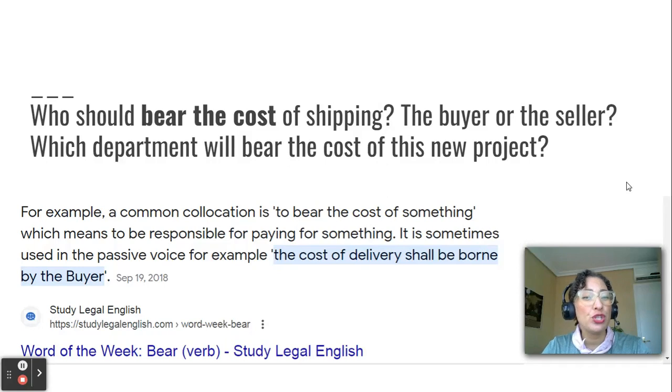So, who should bear the cost of shipping? The buyer or the seller? Tell me your answer. Which department will bear the cost of this new project? So maybe in a department meeting, you have to decide, well, where's the money going to come from?